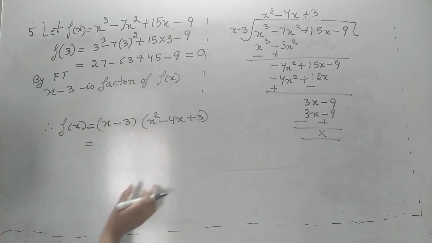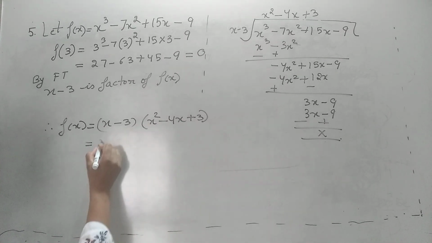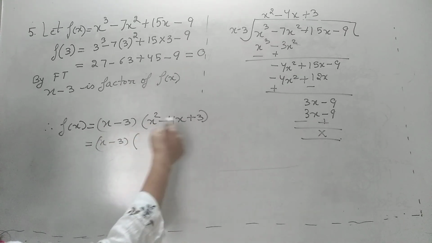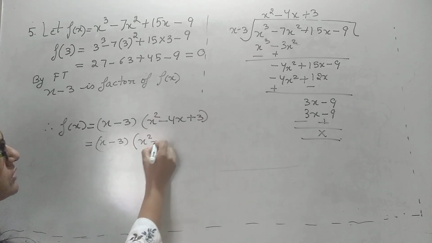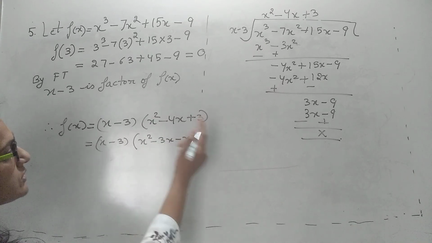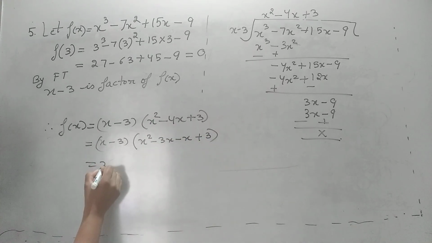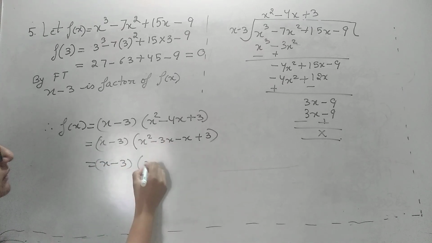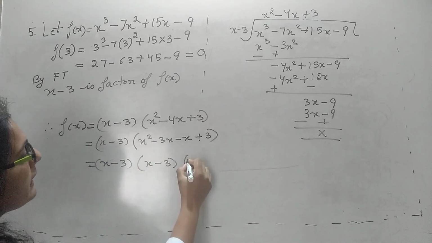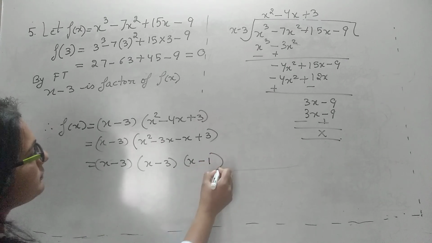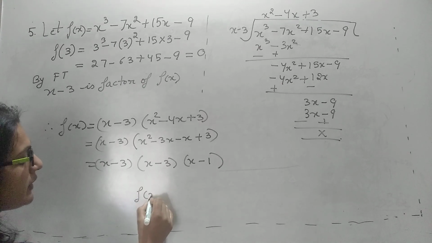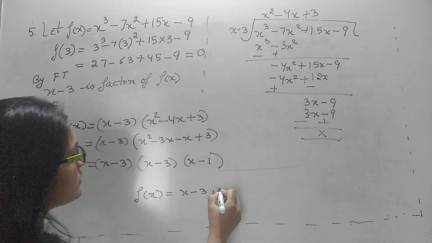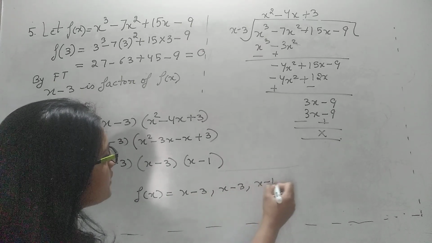Our answer does not end here because we have to check whether this can be factorized further. Now you can see you have to find two numbers whose product is 3 and sum is minus 4. We can easily find the two numbers, 3 and 1. And when you factorize it, it is x minus 3 and x minus 1. This way. Now many students make one mistake in the exam. They write this way, that f(x) is x minus 3, comma, x minus 3, comma, x minus 1.